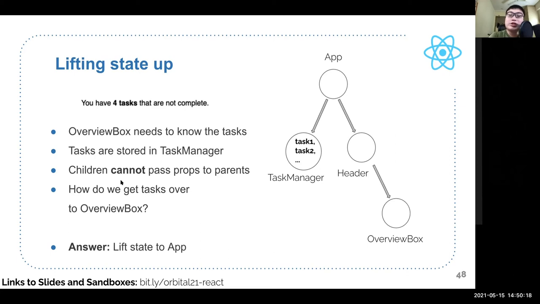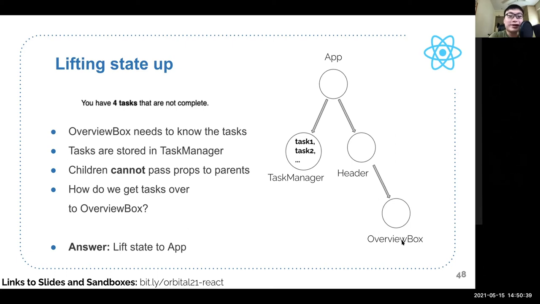And the restriction we have here is that the children cannot pass the props to the parents. Okay, that's how React works. Task manager cannot say, hey, app, I can give you some tasks. The children cannot pass the props to parents. So how do we get this task information from here all the way down to overview box?